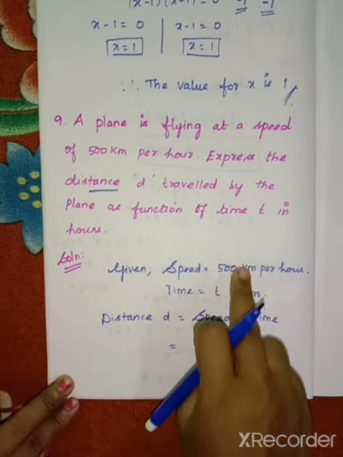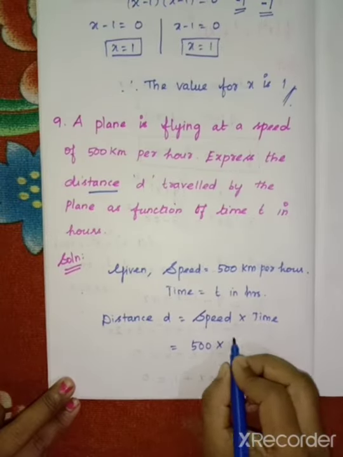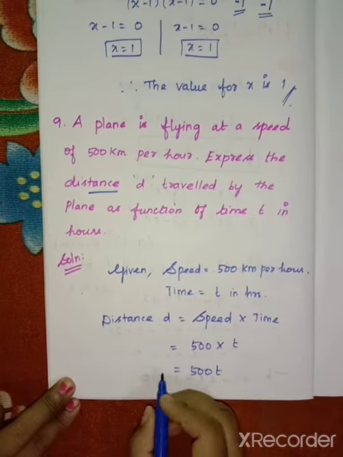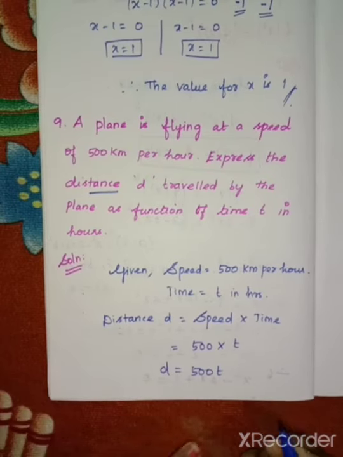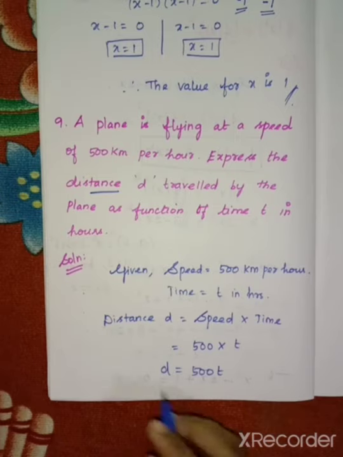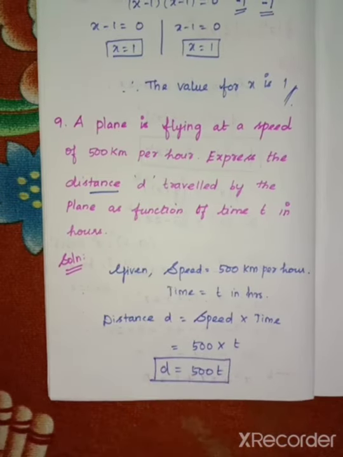So speed equal to 500. So 500 into time is t. So 500 into t we get 500 t. So d equal to 500 into t kilometer. This is important, 2 mark.